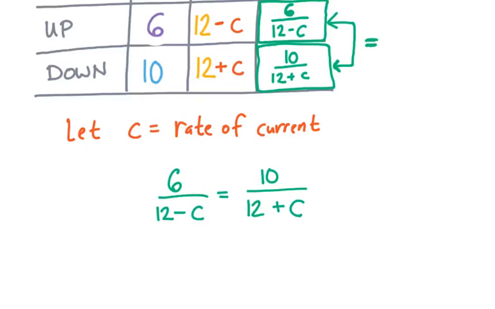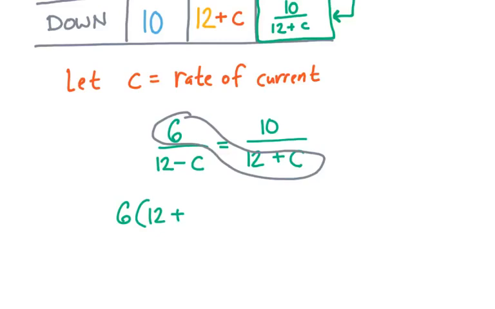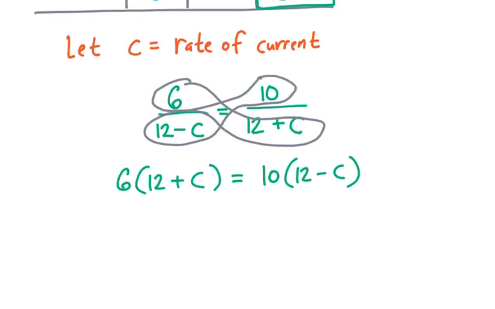And again, with this type of equation, personally, I'm a big fan of cross multiplying. So if I cross multiply, I will get 6 times 12 plus c, and I'll set that equal to 10 times 12 minus c. So that would be the cross multiplication step. From there, if you want to divide by a common factor first, you can, but most people, I think, at this point just begin distributing. So I'll go ahead and do the same.